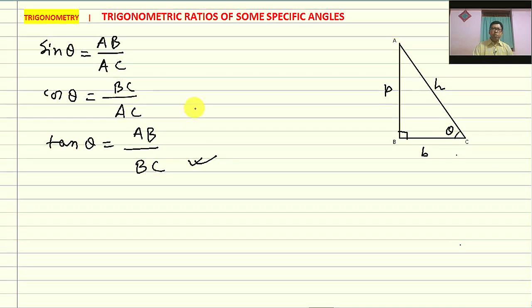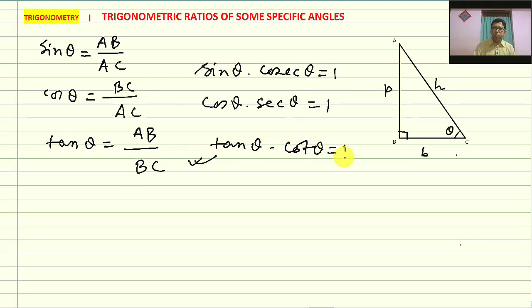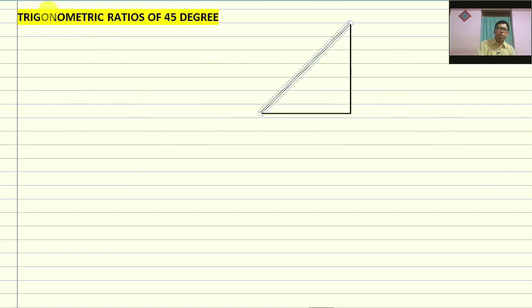And the reciprocal of sin theta is cosec theta. So you can write sin theta into cosec theta is equal to 1, and the reciprocal of cos theta is sec theta, so cos theta into sec theta is equal to 1, and finally the reciprocal of tan theta is cot theta, so tan theta into cot theta is equal to 1. Now we shall find the corresponding trigonometric ratios. So first of all, we take the trigonometric ratios for 45 degree.